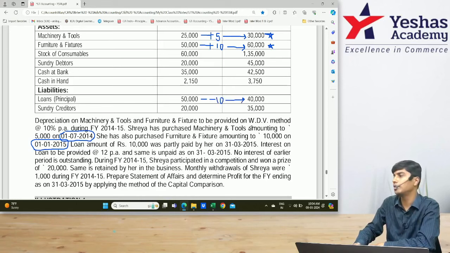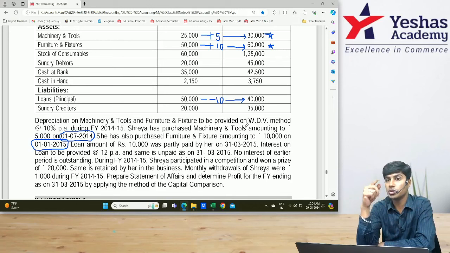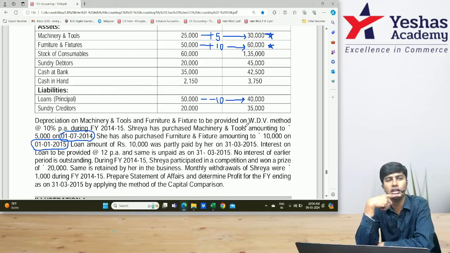10,000 of the loan she has repaid. Principal outstanding was 50 in the beginning. Principal outstanding is 40 at the end, because 10,000 is repaid. Now we have to compute interest. Do we find interest on 50 or do we find interest on 40? Think and tell me.